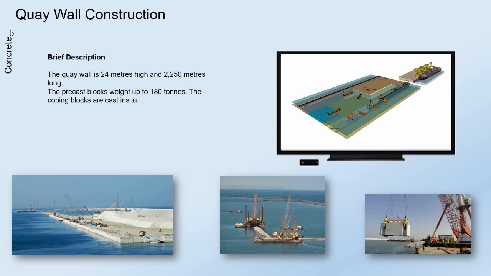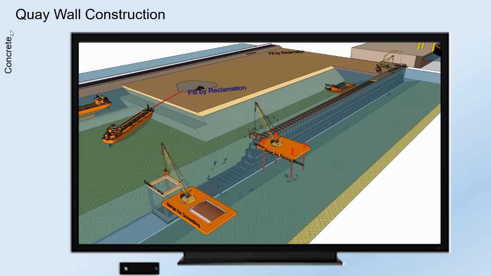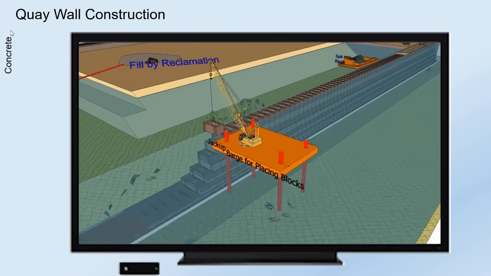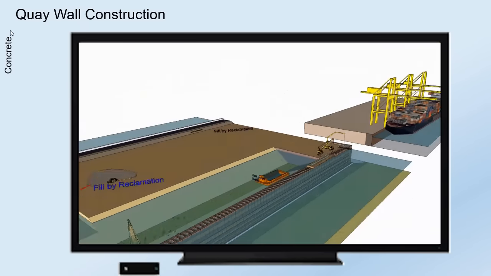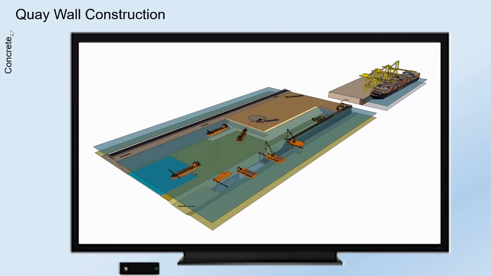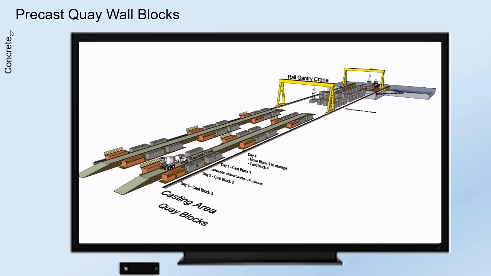The key wall is 24 meters high and 2,250 meters long. The precast blocks weigh up to 180 tons. The coping blocks are cast in situ. A precast yard for casting, storage, and loading the key blocks onto barges.